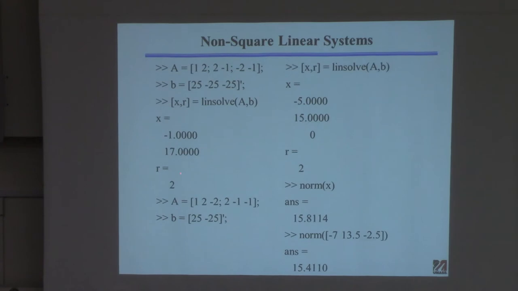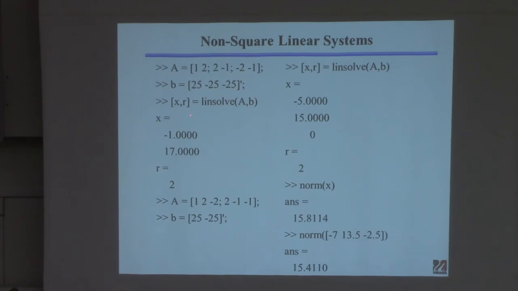And so then it also says R is 2, right? This is a non-square problem. It has 3 rows and 2 columns, and MATLAB's telling you the rank of your problem is 2. The rank of a non-square matrix at best is the minimum of the number of rows and columns. So if you have a 3 by 2 problem, it can't have rank bigger than 2. It might be 1, but it can't be bigger than 2.